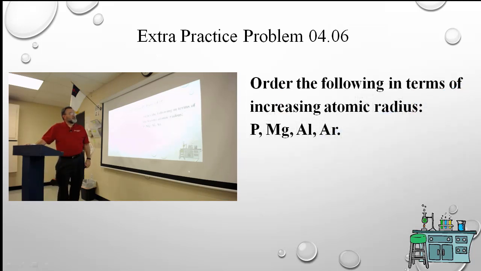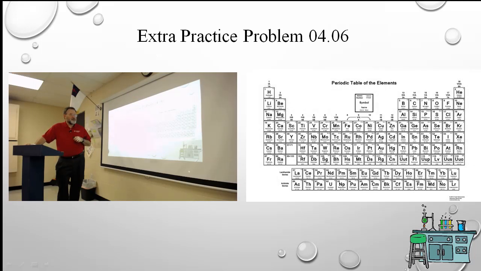Extra practice problem number 6. Order the following in terms of increasing atomic radius. This is yours, ma'am? Okay. So, again, no real hard part here. The hardest part is probably locating them on the periodic table. And I have to do that for you here rather than have you come up and show me where they would be. So, let's do this.